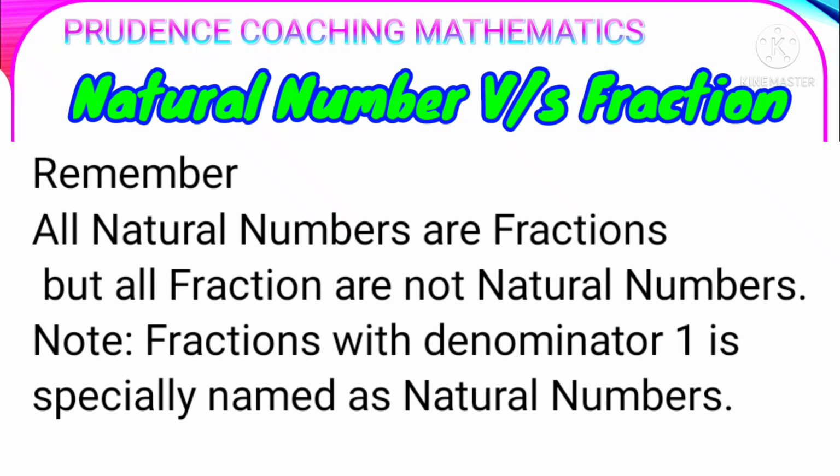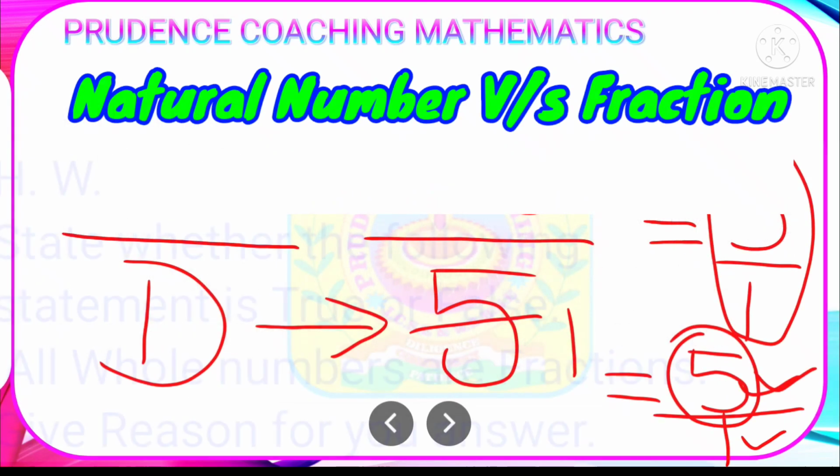But every fraction cannot be represented as a natural number. Yes, it is for sure that the numerator and denominator of a fraction must be natural numbers. But in case of a natural number, the denominator must be 1. So we can say every natural number is a fraction, but all fractions are not natural numbers.